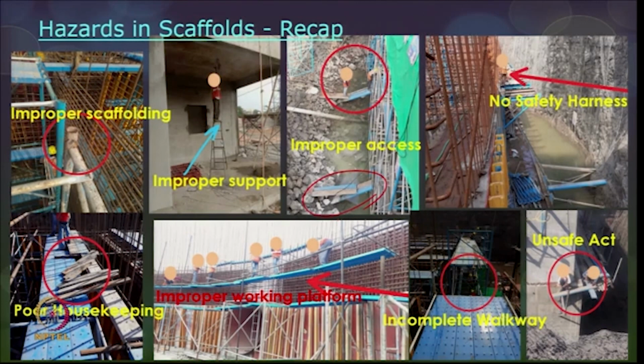Improper working platform: if you see here, all the planks are overlapped, not along the supports. They should also be secured so that the planks are not disturbed by the movement of people, material or equipment. If you see here, it is not properly fixed in place, and there is no safety harness for the worker working on the scaffold. Then incomplete walkway: the walkway itself has a huge gap or an opening.